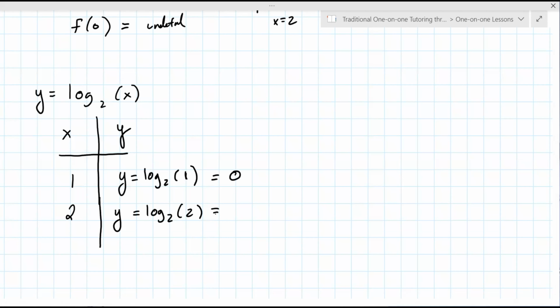Is it 1? It is 1, yeah. And the reason it's 1 is because there's an exponent of 1 there. And we can talk about that if we need to, but let's look at one more.